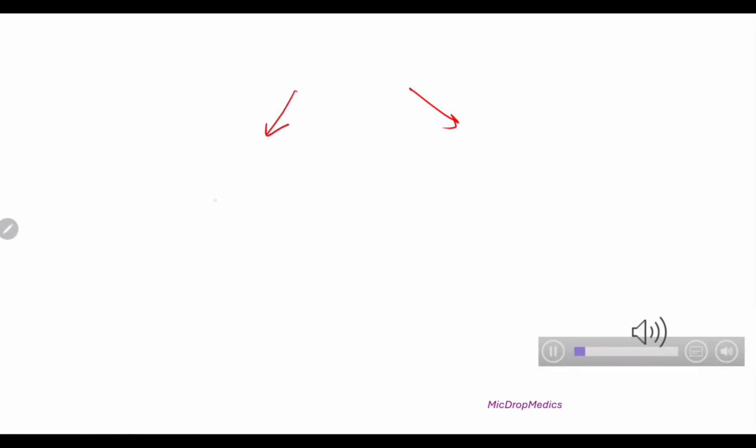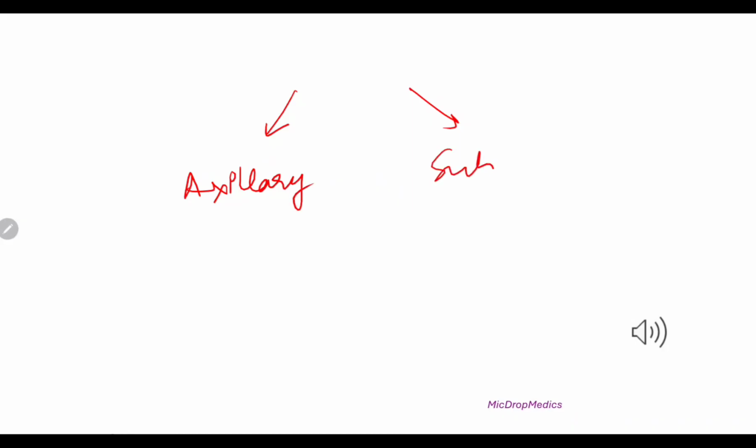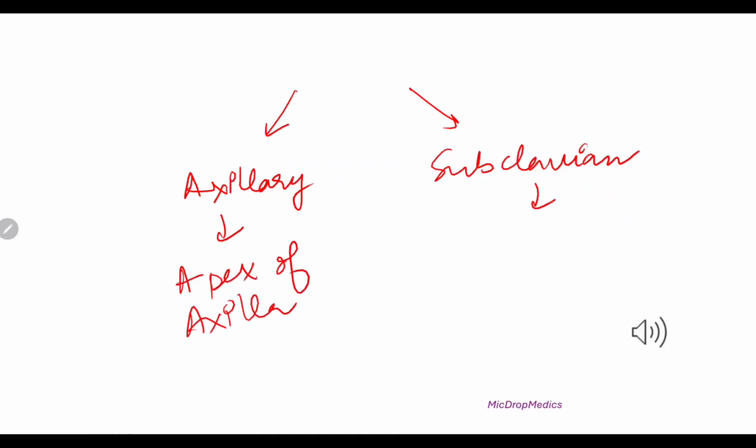Another two peripheral pulses in the upper limb, the axillary pulse and the subclavian pulse. The axillary pulse is palpated deep in the apex of the axilla against the humerus bone, whereas the subclavian pulse is felt deep in the supraclavicular fossa, pushing downwards against the first rib.